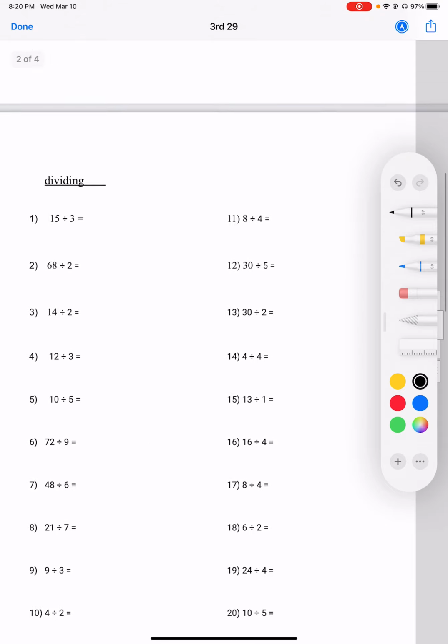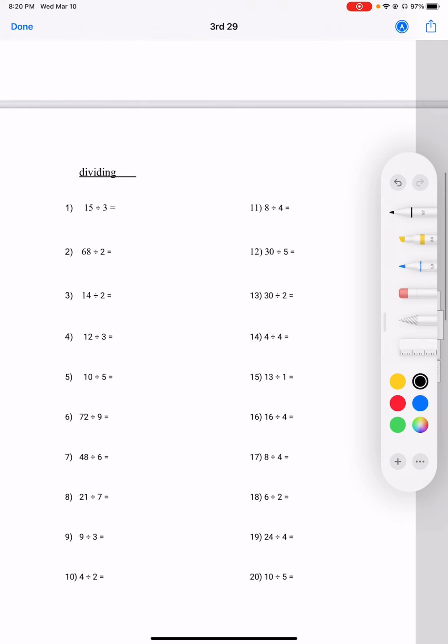Okay, next we have dividing. Basically you can draw it out. It might take some time, but it's still useful in case it's a little hard. So we draw 15: 1, 2, 3, 4, 5, 6, 7, 8, 9, 10, 11, 12, 13, 14, 15, and then we divide them into 3 equal groups.